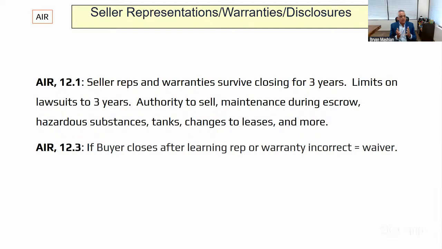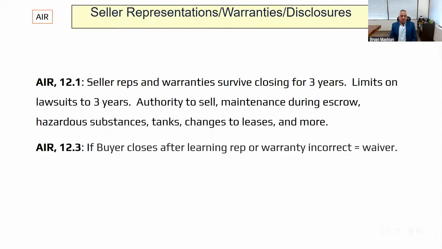But basically, it says the seller owns the property. The seller has the right, power, and authority to sell the property. The seller is going to keep the property in the same condition. The seller doesn't know of any hazardous materials contamination, doesn't know of any violation of laws. Seller's not going to change any of the leases or other contracts during escrow. And there's nobody else in possession of the property other than the tenants that were disclosed by the seller. There's no mechanic's liens on the property. There's no lawsuits. Seller will notify the buyer of any changes that happen during the escrow period.